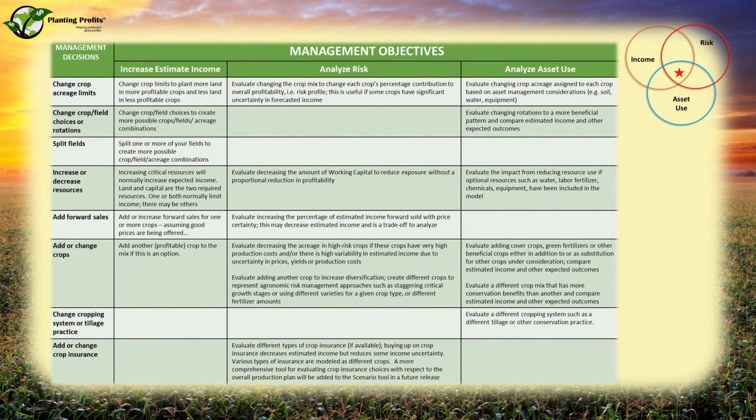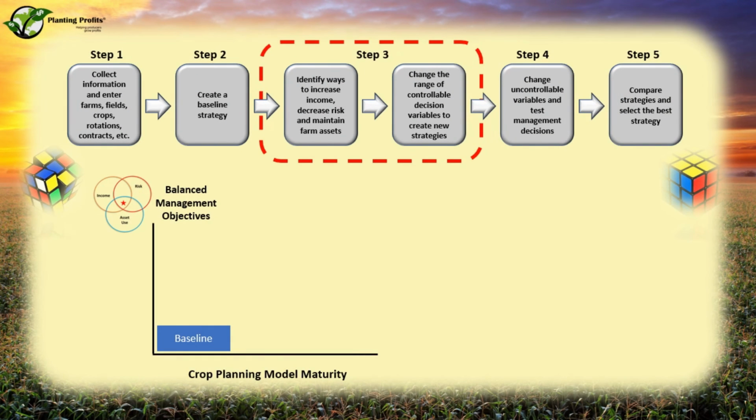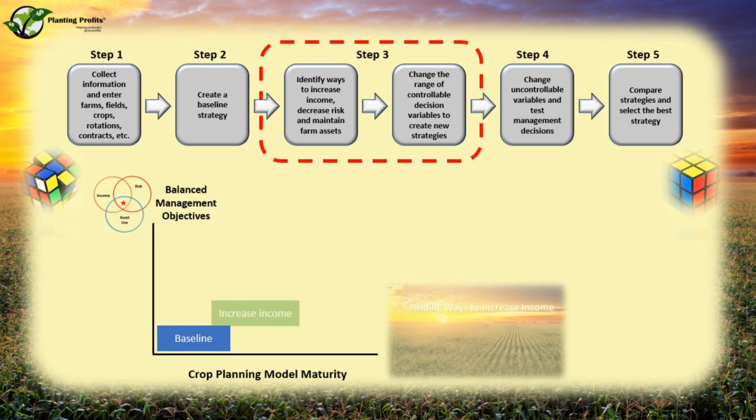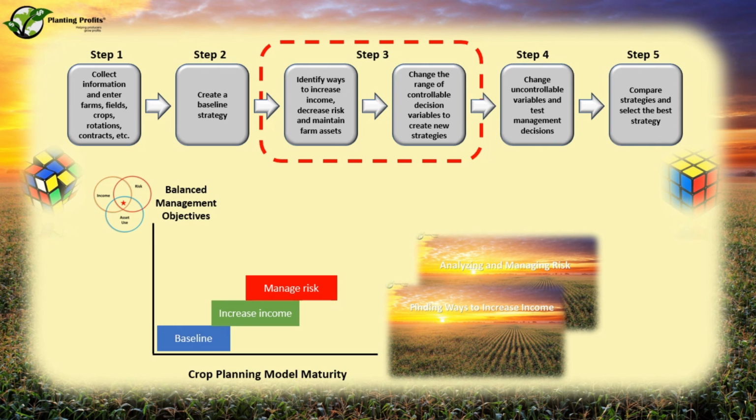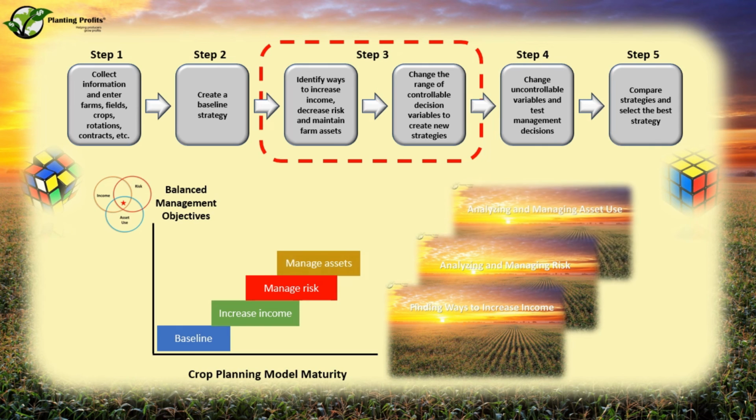This one-page summary shows ways individual and combinations of management decisions can drive management objectives. Download a copy from the Learning Center. The next 3 training videos provide guidance and examples focusing on Step 3, analyzing ways to increase income, analyzing and managing risk, and analyzing and managing asset use.